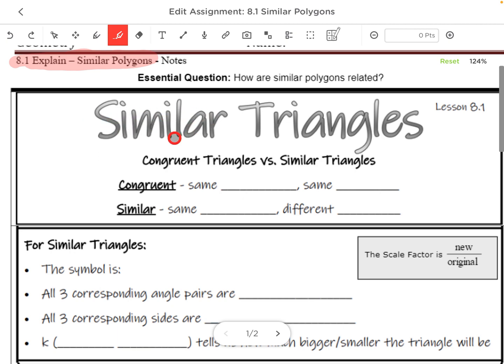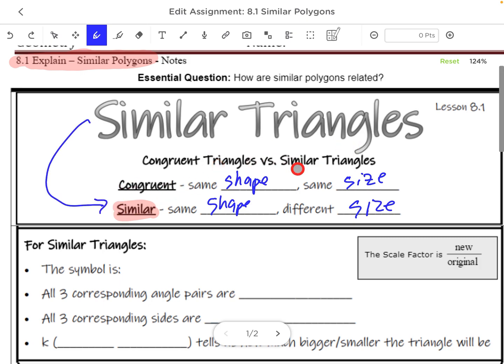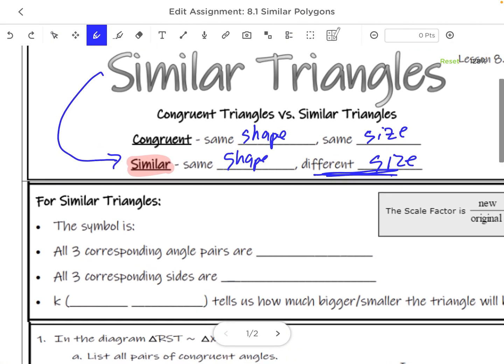You know what the word similar means in general, that something is like something, but specifically similar in geometry means the same shape but a different size. Remember, congruent is a little different. Congruent means same shape, and then what about the size? It's the same size. So that's the difference between congruent and similar. Similar is the same shape but a different size. That's the main thing. Let's keep that in mind.